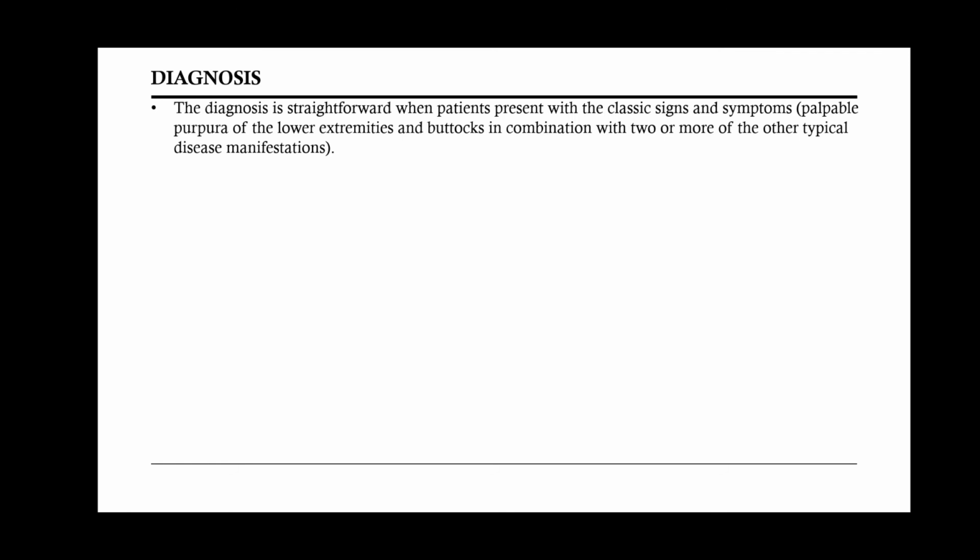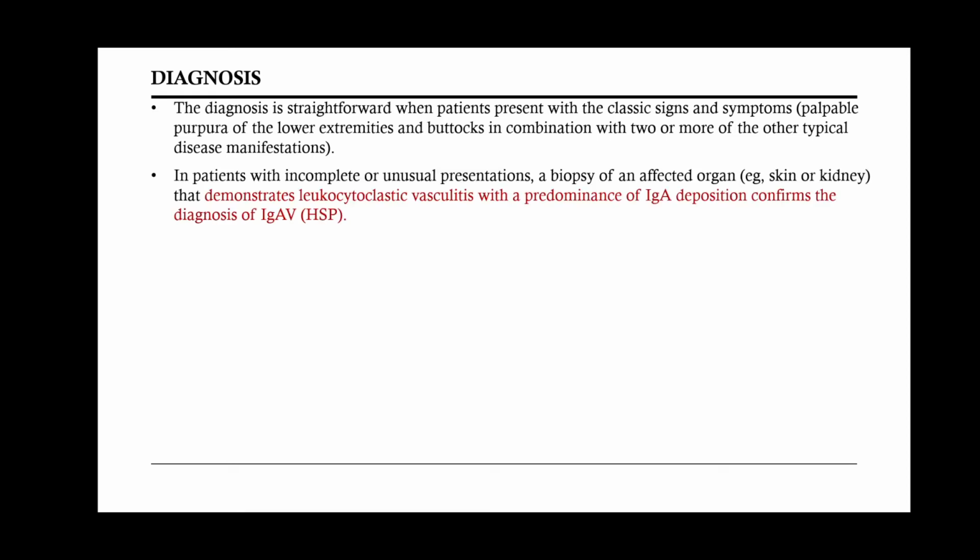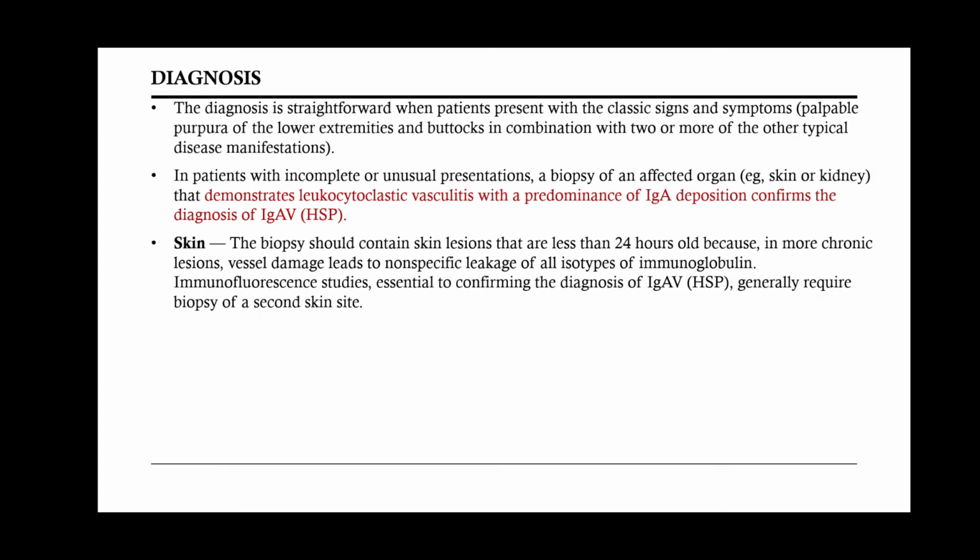So moving on to the diagnosis. The diagnosis is straightforward when patients present with the classic signs and symptoms: palpable purpura of the lower extremities and buttocks in combination with 2 or more of the other typical disease manifestations. In patients with incomplete or unusual presentations, a biopsy of an affected organ, such as the skin or kidney, that demonstrates leukocytoclastic vasculitis with a predominance of IgA deposition confirms the diagnosis of IgA vasculitis or Henoch-Schonlein purpura (HSP).